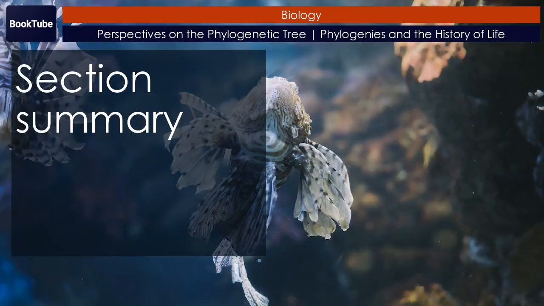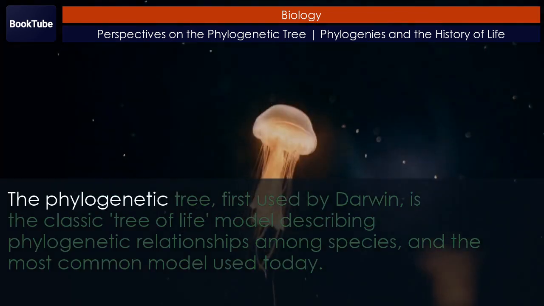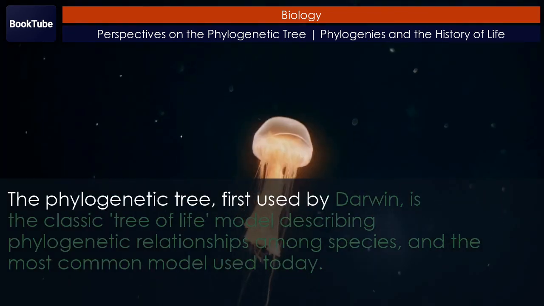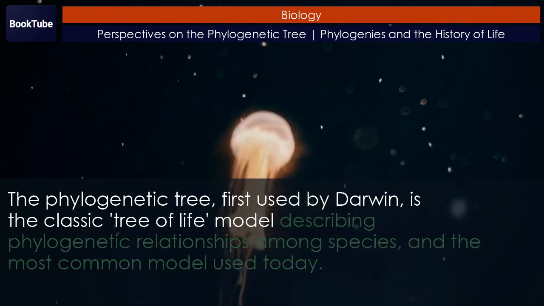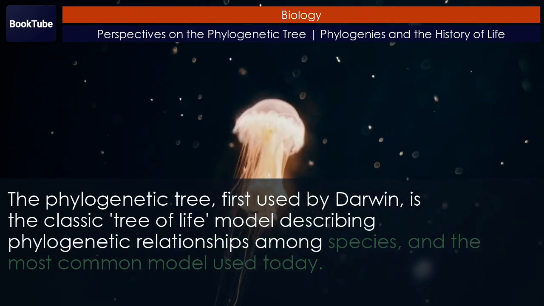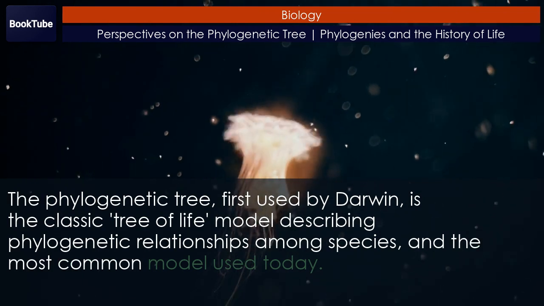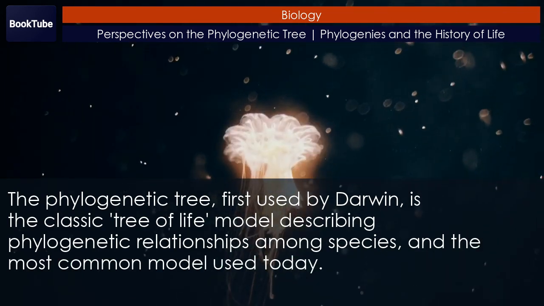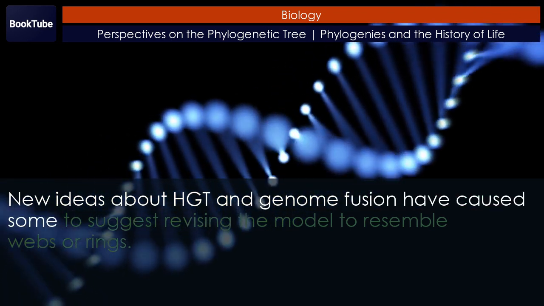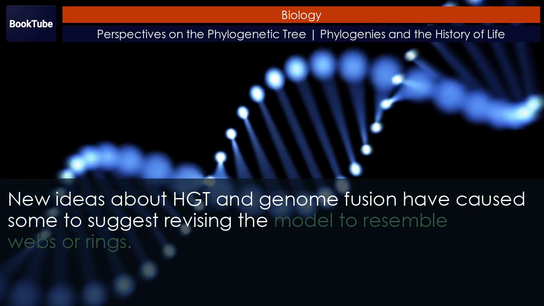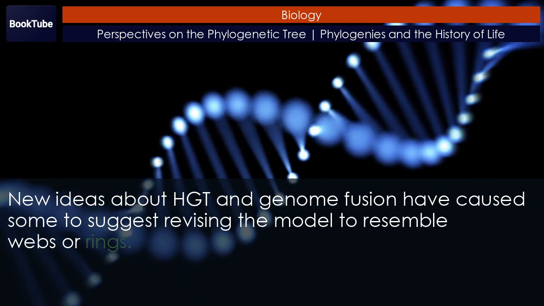analyzed. Section summary. The phylogenetic tree, first used by Darwin, is the classic tree of life model describing phylogenetic relationships among species, and the most common model used today. New ideas about HGT and genome fusion have caused some to suggest revising the model to resemble webs or rings.